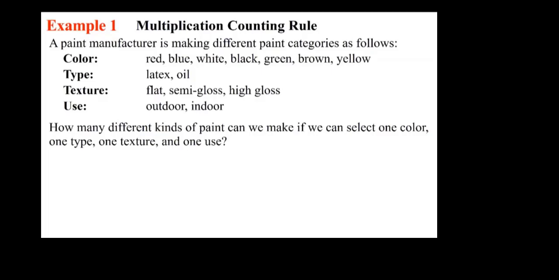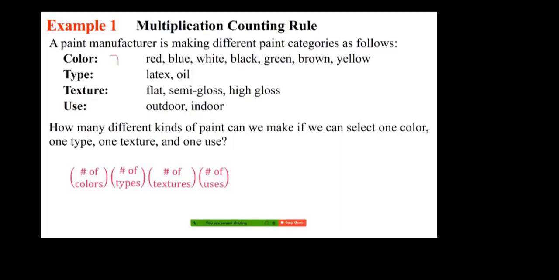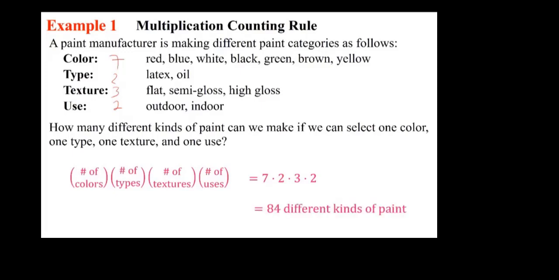So simply put, we just see the product. The product of what? How many colors do we have? How many types do we have? How many textures do we have? How many uses do we get out of it? And we replace the numbers that are given. We have 7 different colors. Then the type, we have 2 different types. Textures, 3 different types. Use, 2 different types. And plug in. So this is a simple case dealing with the fundamental counting rule.